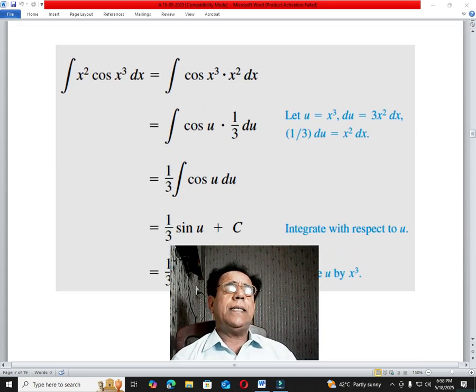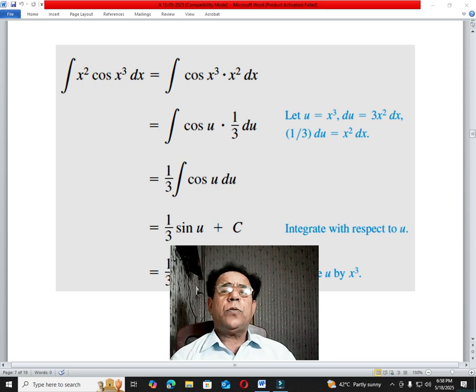This is another example. Here, dear students, we will take x cubed as u, then we will find du by dx.